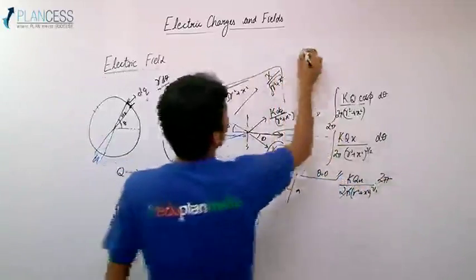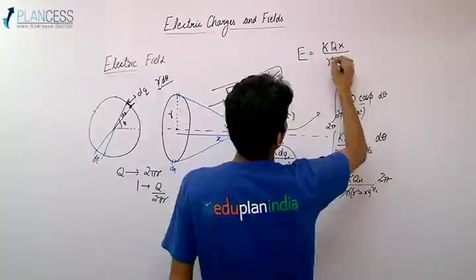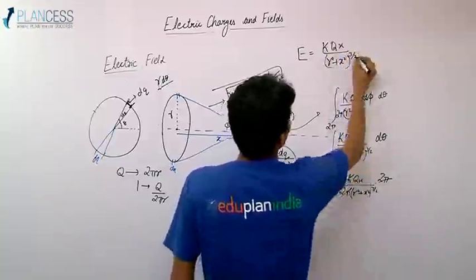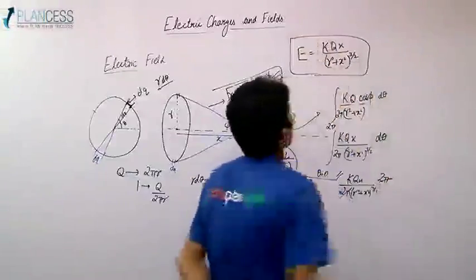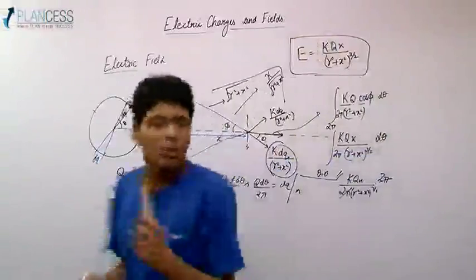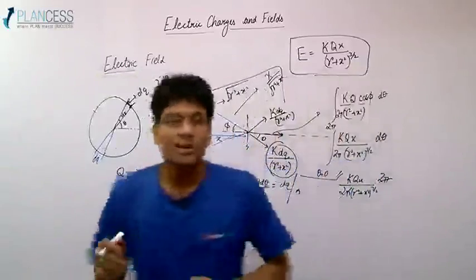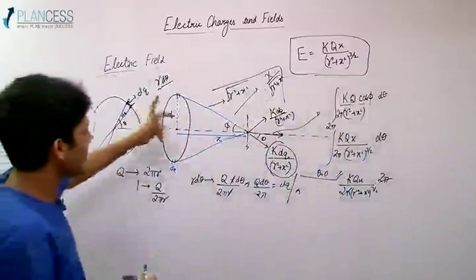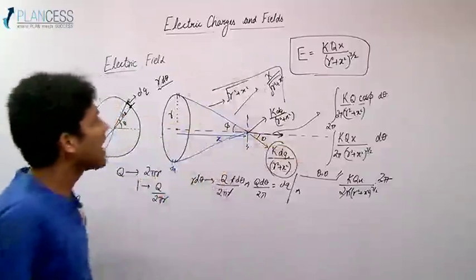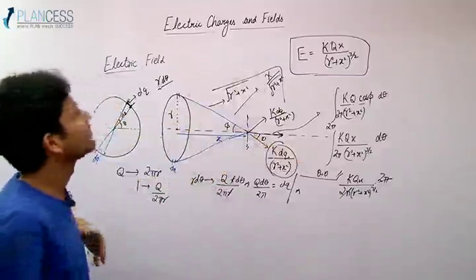So thus the electric field finally comes out to be k q x upon (r square plus x square) whole to the power 3 by 2. There is no dimensional mistake in this, because the numerator has a dimension of q and the denominator has a dimension of one single length. So this formula is proper. This is the formula for the electric field exerted by a ring at a distance x along its axis. I recommend that you remember this formula, because proving it can be very hectic.